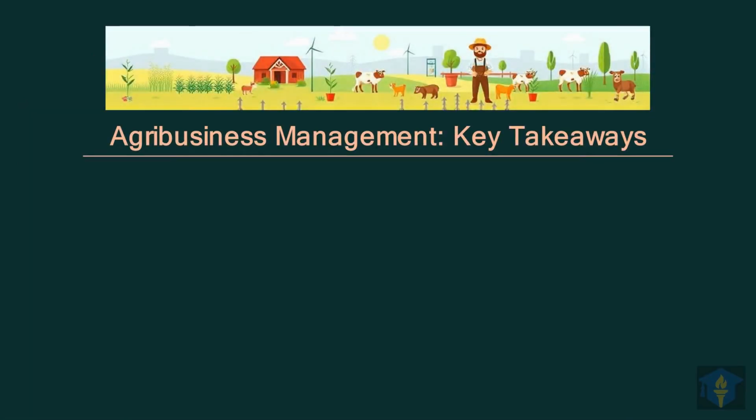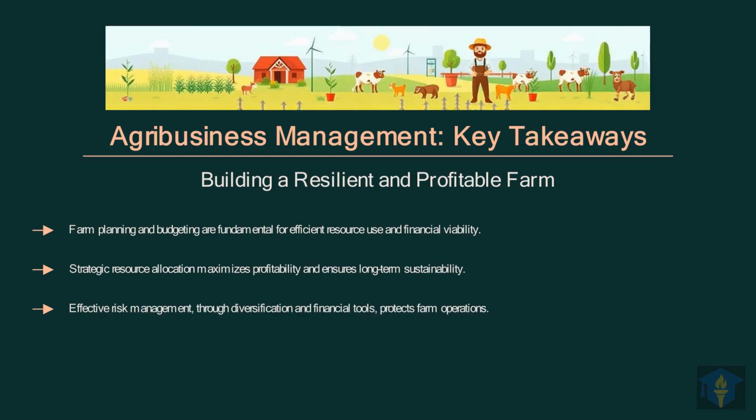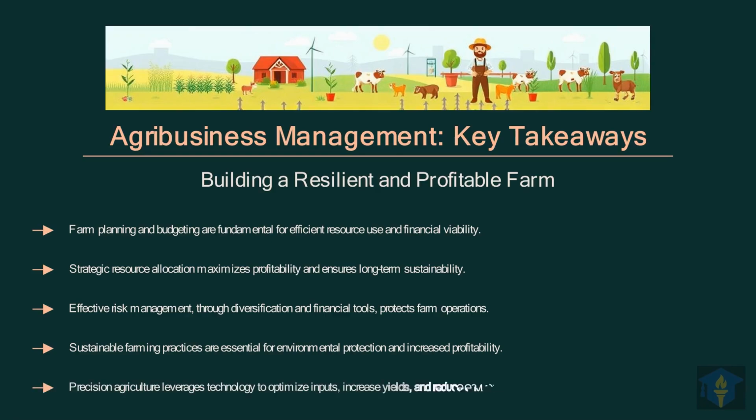Let's review our agribusiness management key takeaways from this session. These insights focus on building a resilient and profitable farm operation. Farm planning and budgeting are fundamental for efficient resource management. Strategic resource allocation maximizes profitability and ensures sustainability. Effective risk management protects farm operations through various tools. Sustainable farming practices are essential for environmental protection. Precision agriculture leverages technology to optimize inputs and yields. Continuous adaptation to changes is key for long-term success.